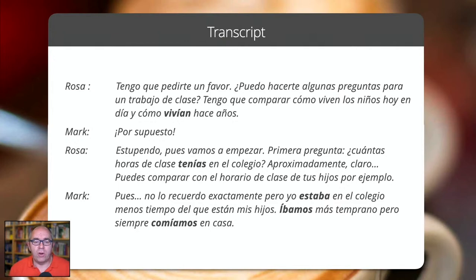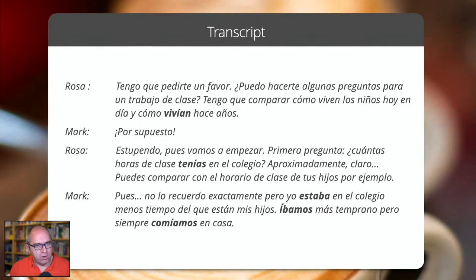Pues, ¿puedes comparar con el horario de clase de tus hijos, por ejemplo? You can compare this with your children's timetable, for example. So we're talking about school timetables and how many hours of class that I had when I was young. I say, pues no lo recuerdo exactamente, pero yo estaba en el colegio menos tiempo del que están mis hijos. I don't remember exactly, but I was in class. Here we've got estaba. Now, to be, estar, estaba, I was being, doesn't sound quite right. So we can translate it with a simple past in English. I was in class menos tiempo del que están mis hijos. More time than what are my children. So I spent longer in school than my children do.